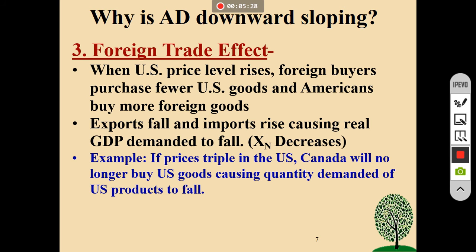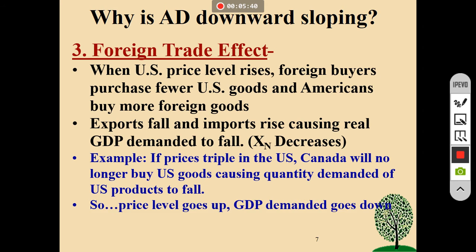So if prices triple in the U.S., Canada will no longer buy U.S. goods because they're a bad deal. They can get them cheaper somewhere else, causing quantity demanded for U.S. products to fall. So our relationship, price level goes up, GDP demanded goes down. Again, downward sloping line. So that's why aggregate demand looks the way it does, because of those three reasons.